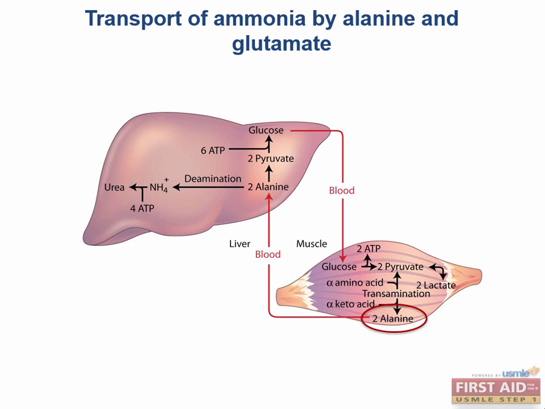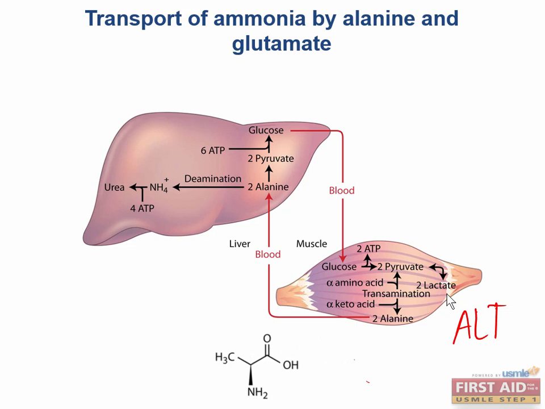Well, the solution is going to be in the form of alanine, which is shown here. In the muscle, the amine group that you're trying to get rid of is first added to an alpha-ketoglutarate in a transamination reaction, which is going to result in the formation of a glutamate. By the way, this is the same alpha-ketoglutarate that we talked about in the TCA cycle. In a second transamination reaction, this amine group is transferred to pyruvate, which is going to form our molecule of alanine seen here. This is catalyzed by the enzyme alanine aminotransferase, or ALT for short.